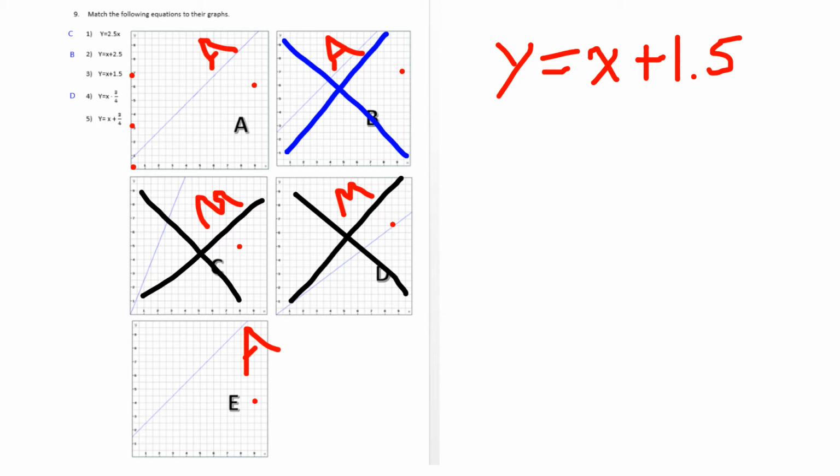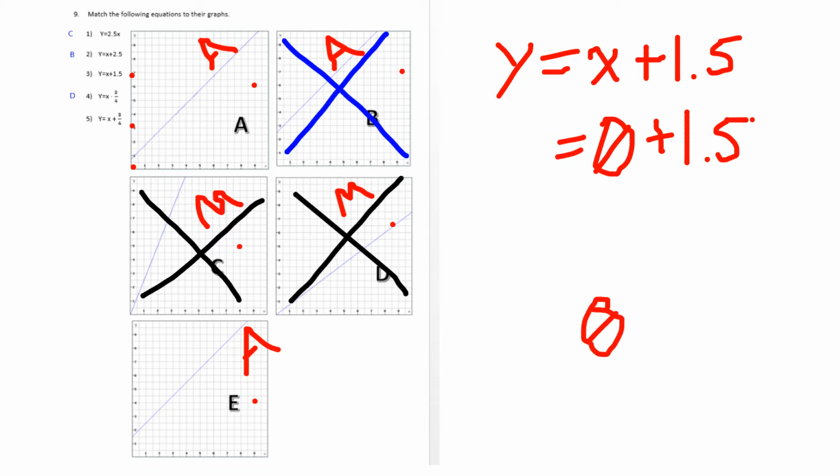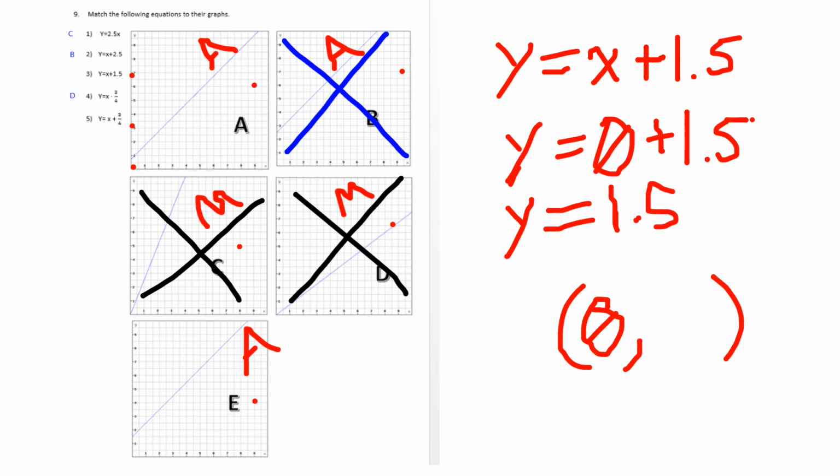Well, I always like to work with x is equal to 0 because it's really easy to work with. So when x is equal to 0, 0 plus 1.5 is going to tell me my y value. And if I were to put that in a coordinate pair, it'd be 0, and when x is equal to 0, y is equal to something. We want to know what that is. So 0 plus 1.5 is equal to 1.5. So y is equal to 1.5 if x is equal to 0. So when x is equal to 0, y is equal to 1.5.